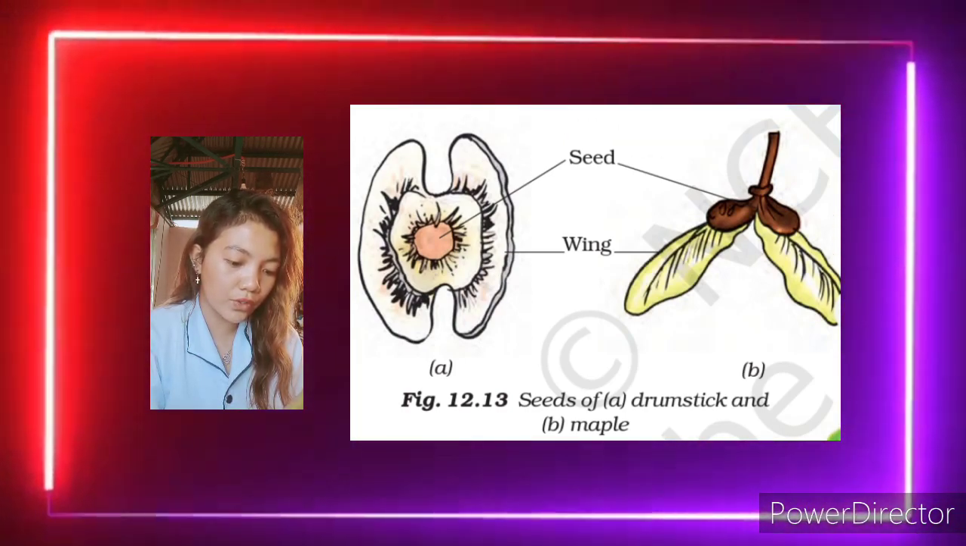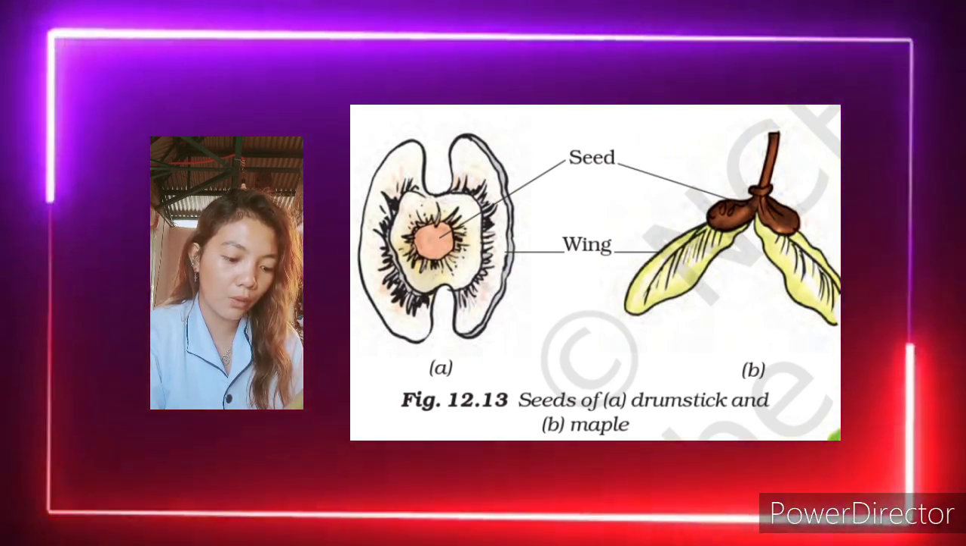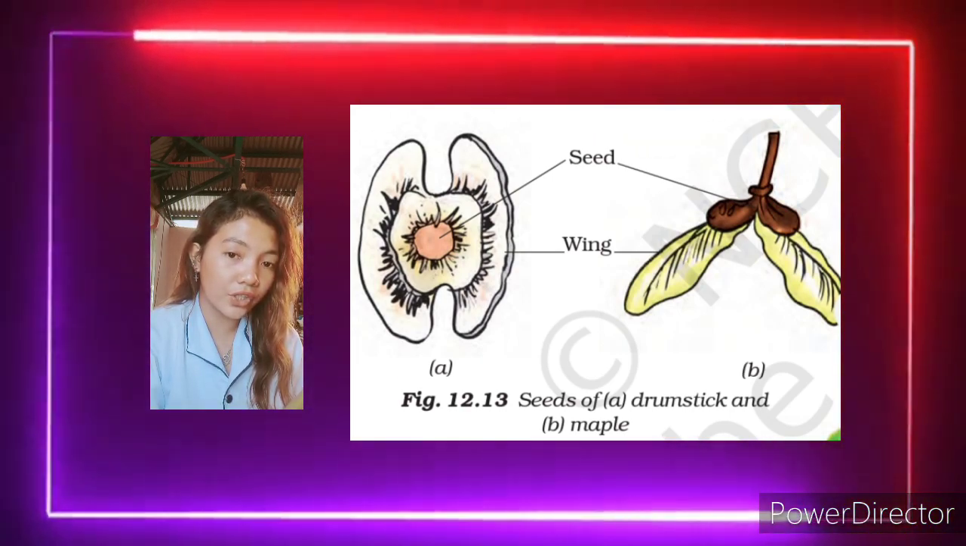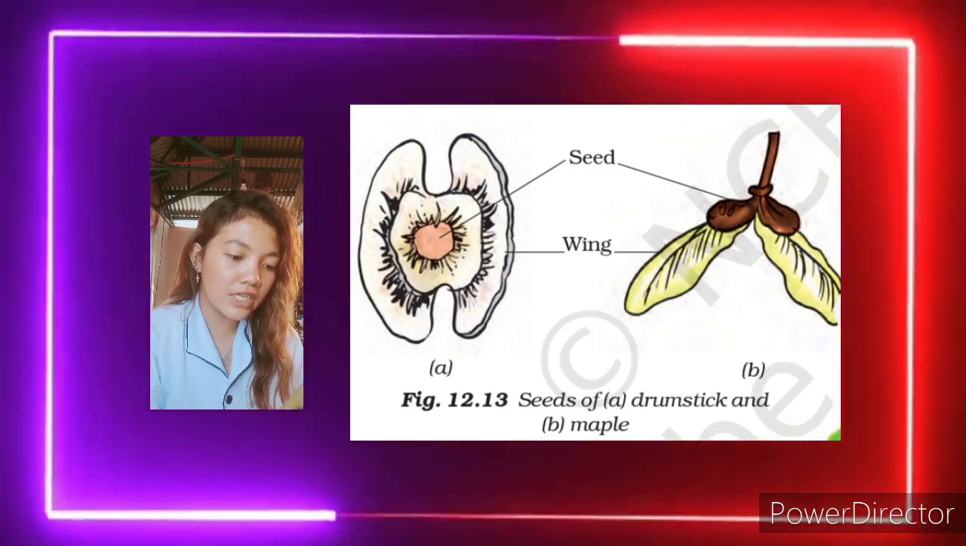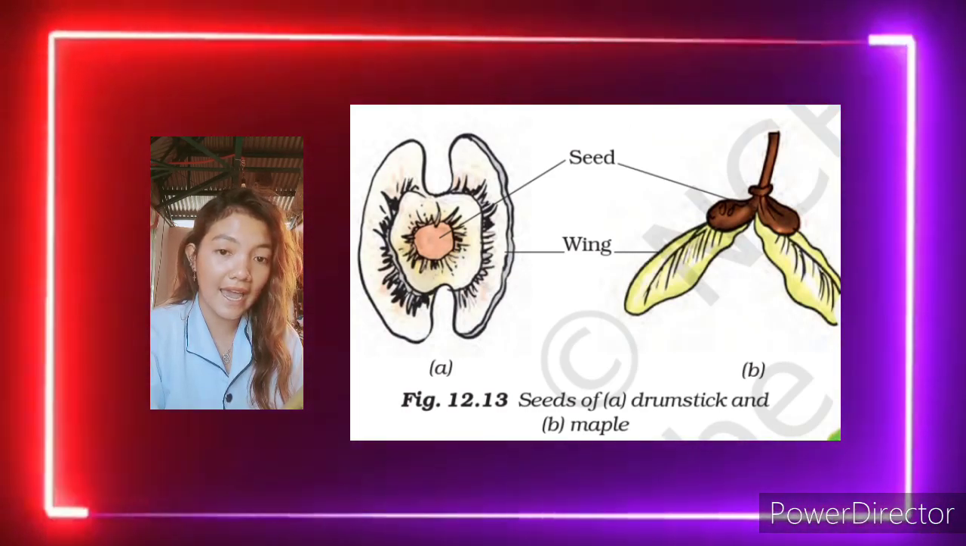Seeds and fruits of plants are carried away by wind, water, and animals. Winged seeds, such as those of drumstick and maple.